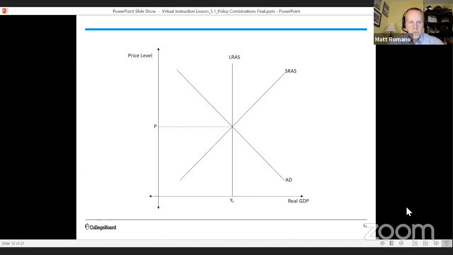So here we are. We have price level and real GDP. We have AD and SRAS. We have LRAS. And all three curves are intersecting at the same point, leaving us with output equal to full employment output, and of course, price level at that equilibrium. Okay, on with the review.